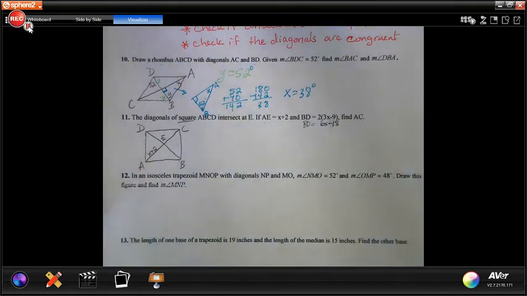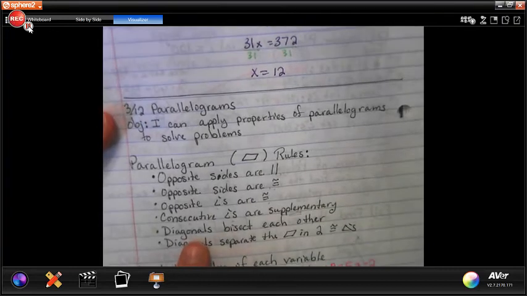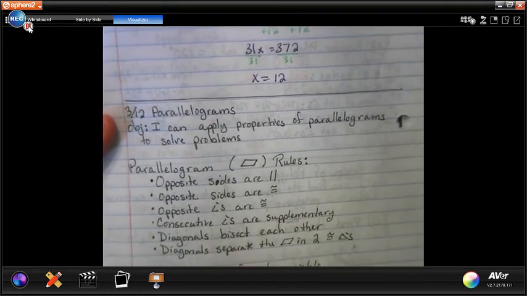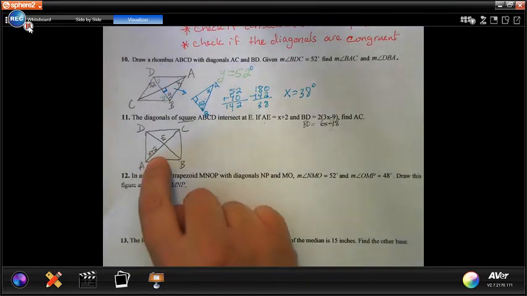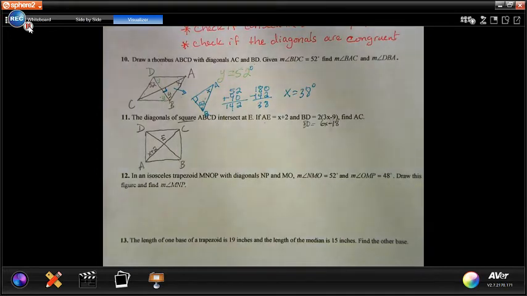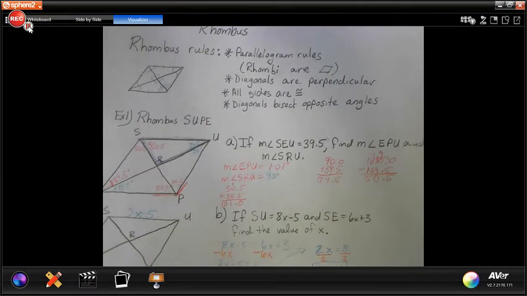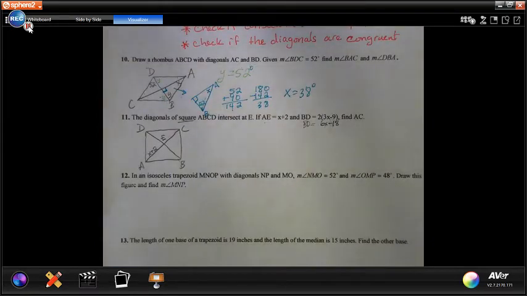So let's see. We're talking about diagonals of a square. So let's look at diagonals. Diagonals bisect each other. So that means each diagonal is in 2 equal parts. So if this is x plus 2, then this is x plus 2. So you gotta remember that. What else talks about diagonals? Well, rhombus only talks about diagonals being perpendicular and bisecting angles, so that's not going to really help us here. We need to know more about diagonals, because we have lengths of diagonals.